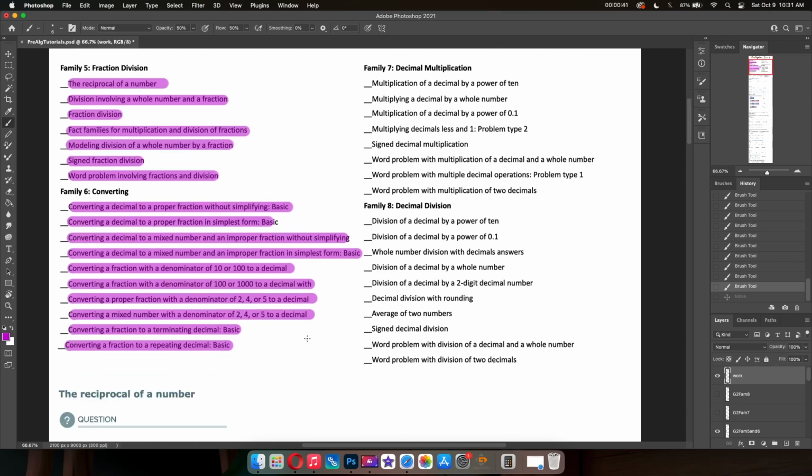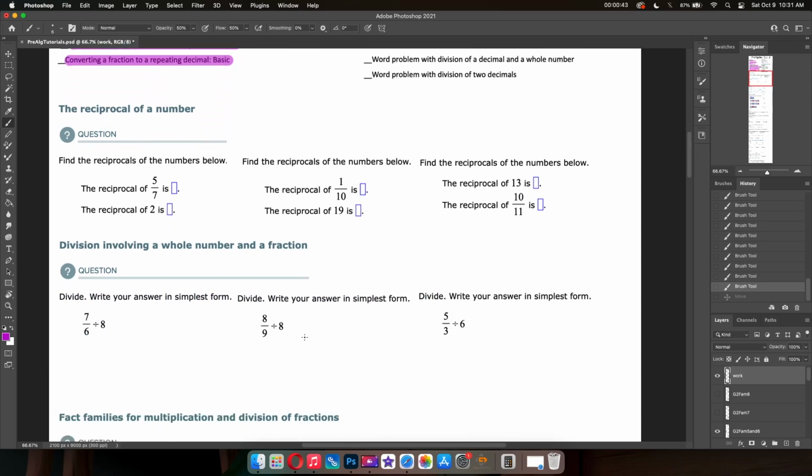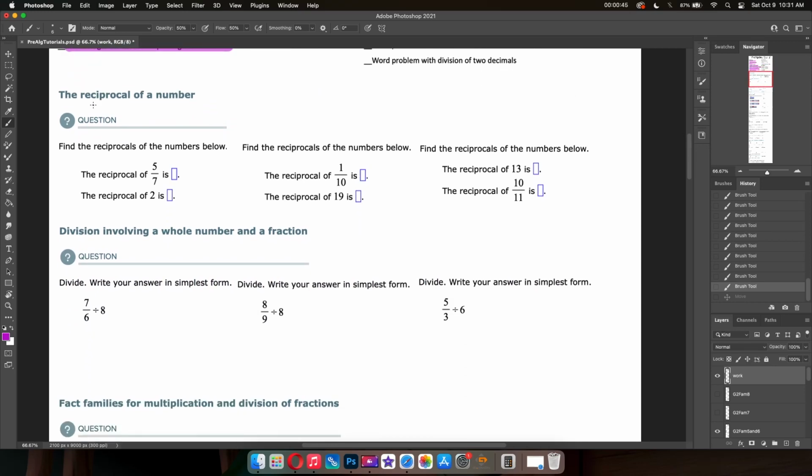So let's go through here. First things first, we're going to start very basics. This, again, it's a middle school thing. You've probably heard it a bunch of times. The reciprocal of a number. To be a reciprocal means that you're going to flip your fraction.